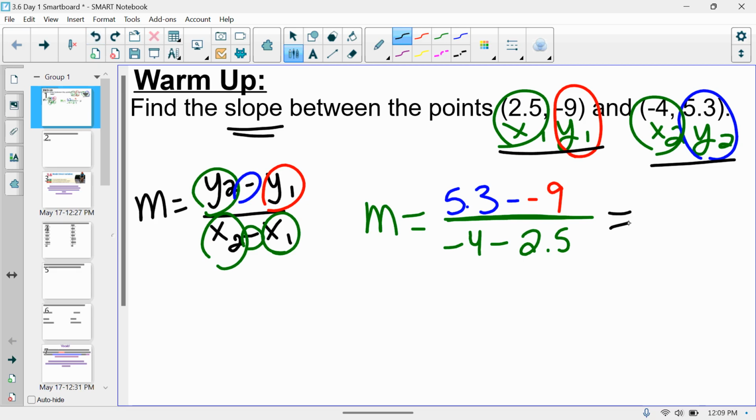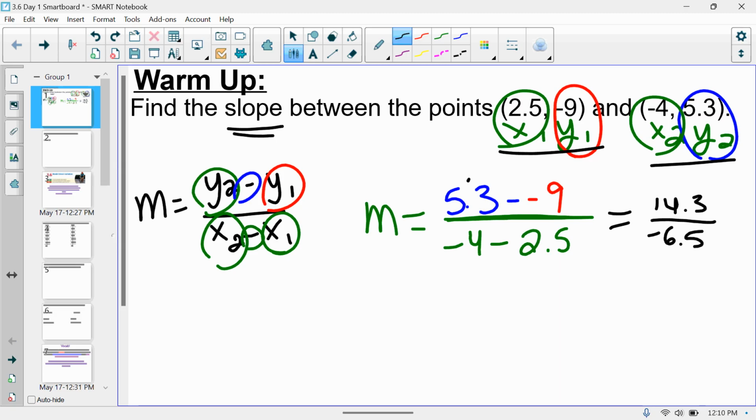So 5.3 minus -9. You could even make that into 5.3 plus 9 if you want. Or just type the minus and the negative in your calculator, but you should have gotten 14.3 for that part. And then down here, -4 minus 2.5, we should get -6.5. So you should have 14.3. We're going to actually divide it by -6.5.